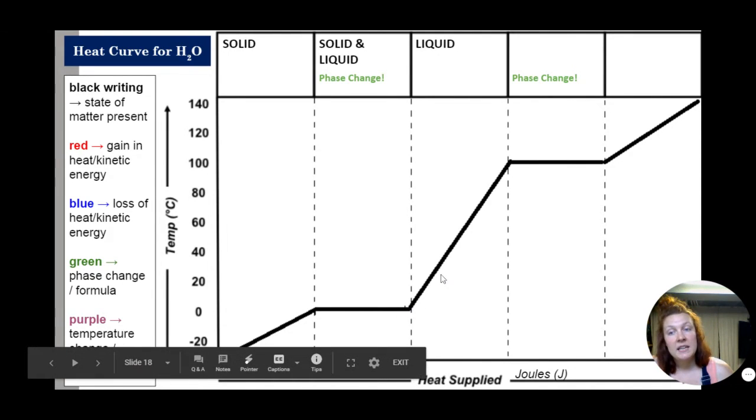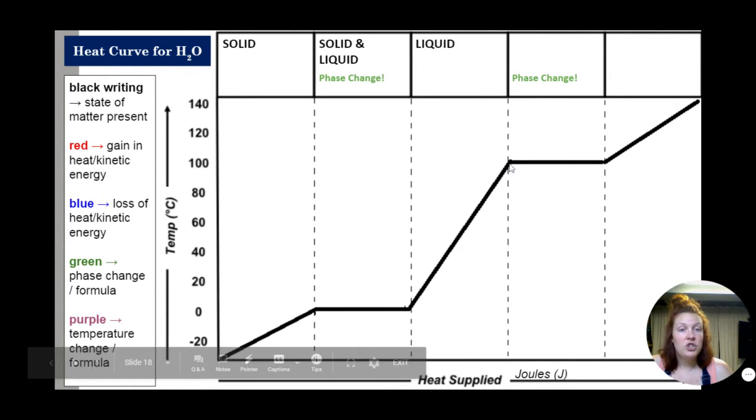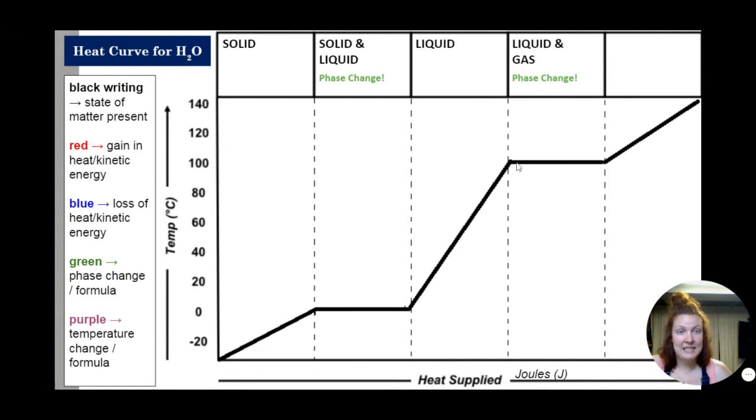Then we're going to continue to increase the temperature and the heat supplied. The second phase change will be existing as both liquid and a gas. And think about when you're boiling water. You're going to have water in the pot, and you're also going to have steam forming up above. So you have liquid and gas existing at the same time. Add even a little bit more heat, and then we'll end up with 100% gas.